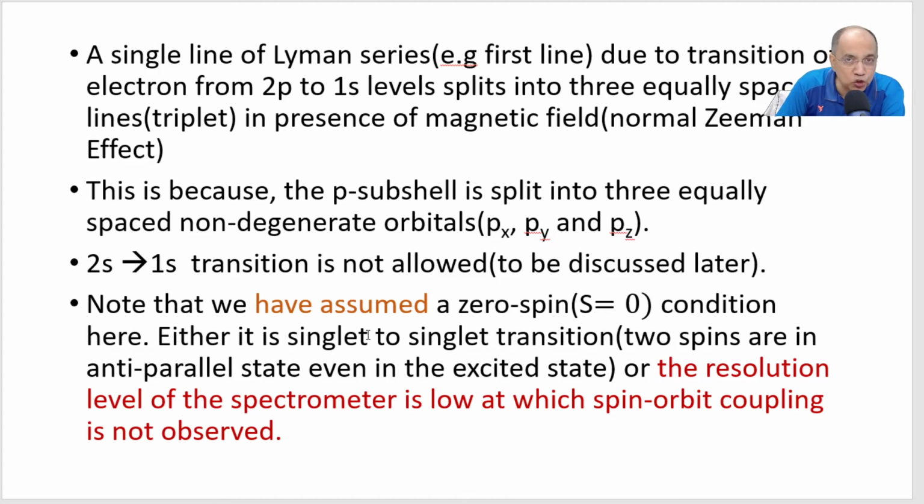Note that we have assumed a zero spin condition here. That means we have taken low resolution conditions. Either it is a singlet to singlet transition, which we have not considered. There is a pair, but the transition is occurring like helium. So it is going to the hydrogen level, but with the same spin. So the pairing is sustained even in the excited state. In that case, spin has no effect, and moreover, this is low resolution spectrometry. Zeeman, no doubt, but here with low resolution, the spin-orbit coupling effect will not be observed.